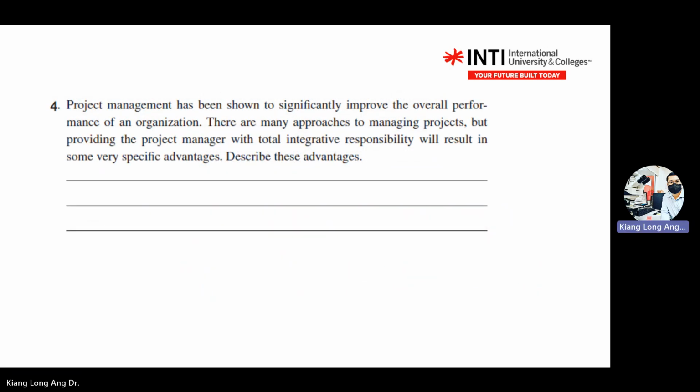Okay, number 4. Project management has been shown to significantly improve overall performance of the organization. There are many approaches to manage projects, but providing the project manager with a total integrative responsibility. In the previous chapter revision, we also had a definition of integration, right? It means you have the interrelationship between the components and the process. So responsibility will result in some very specific advantages. Describe these advantages.